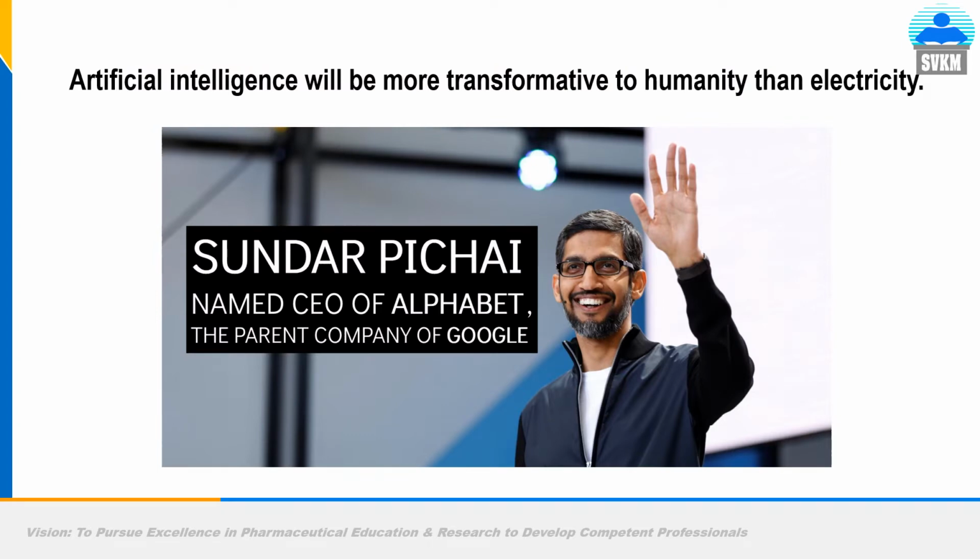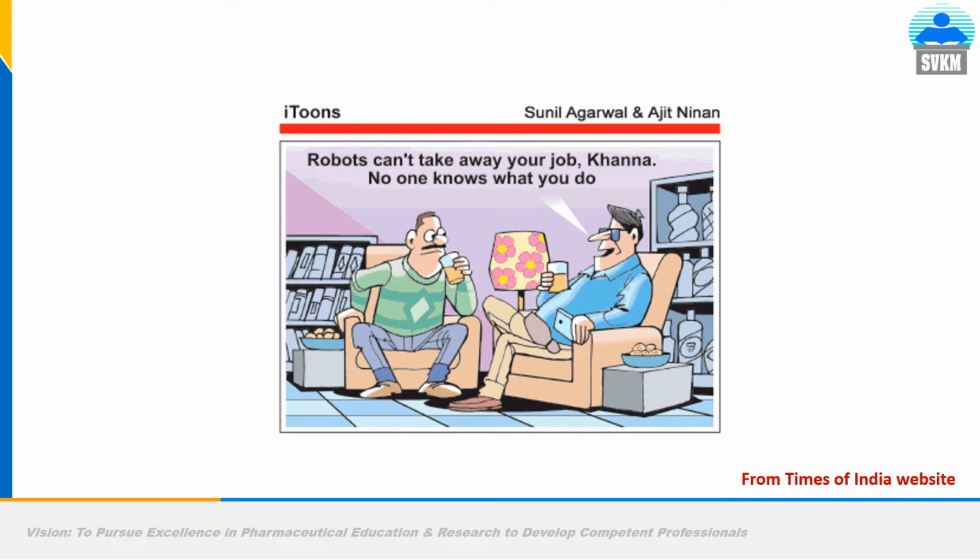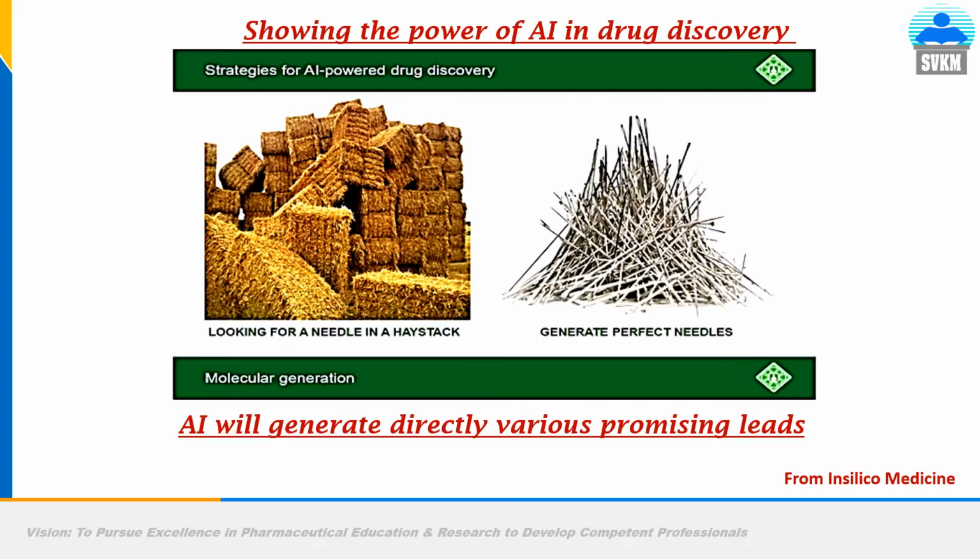So as I told you, the visionary statement from Sundar Pichai, the CEO of Alphabet, the parent company of Google. So see, everywhere there are robots, there are technologies. Robots cannot take away your job. We keep talking about robots will take our jobs, AI will take the jobs. AI will create new jobs. Apart from that, on a lighter note, here is a famous intelligent cartoon from the Times of India, designed by two employees there, Sunil Agrawal and Ajit Ninan. Robots cannot take away your job, Khanna. No one knows what you do. As simple as that to understand.